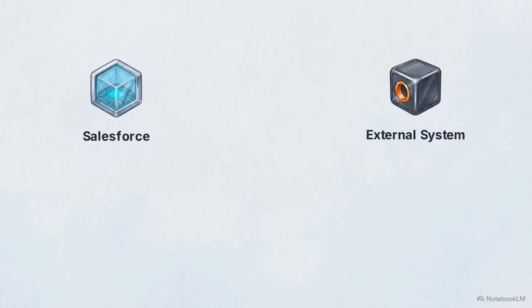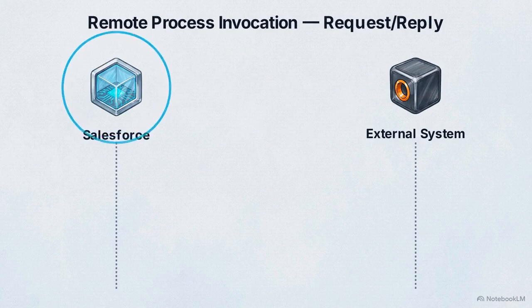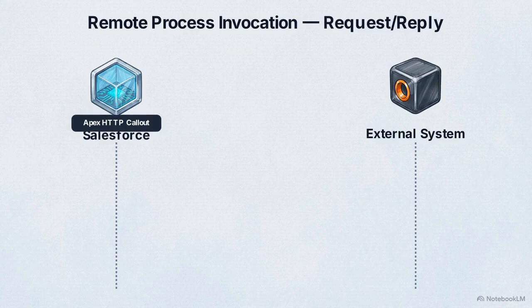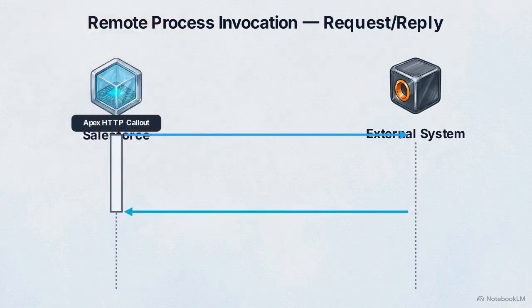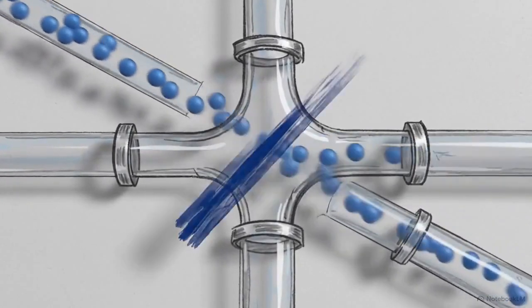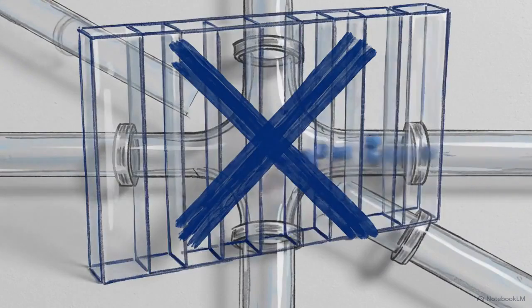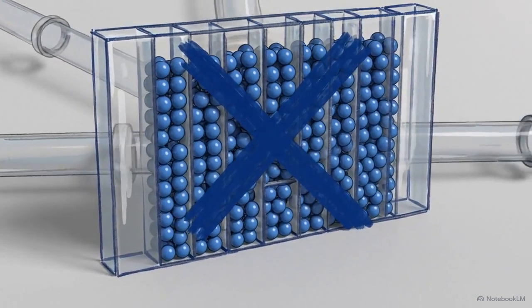The inverse is remote process invocation, request reply. In this model, Salesforce becomes the orchestrator initiating the transaction. This outbound synchronous pattern is typically implemented via Apex HTTP callouts. Salesforce sends a data packet outward and freezes, actively waiting for an answer to return. This waiting state creates a blocked thread. While Salesforce waits for the external system's reply, the internal process halts entirely, unable to execute further logic.